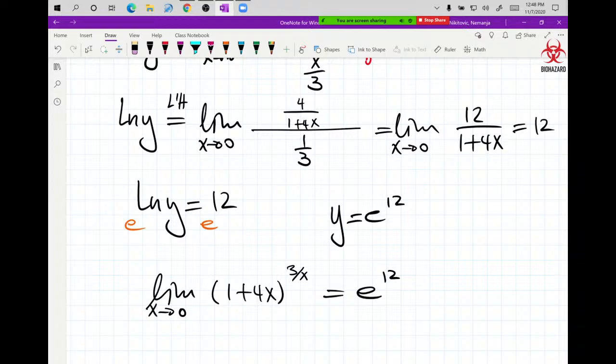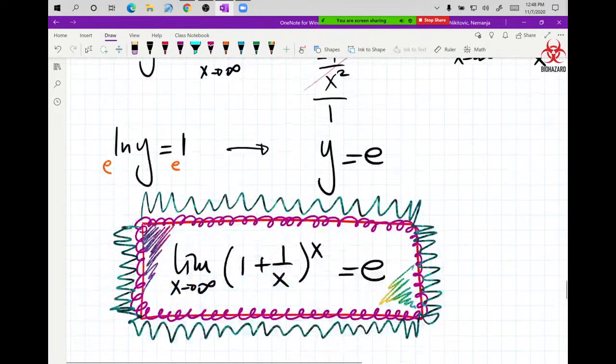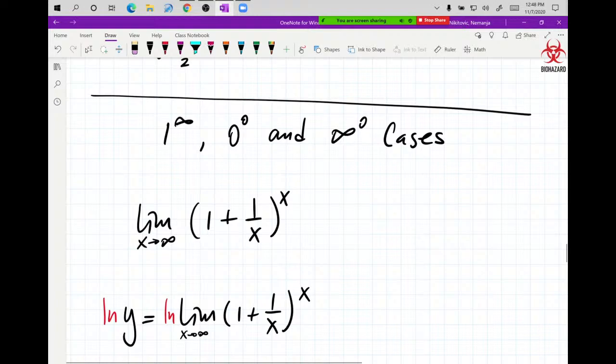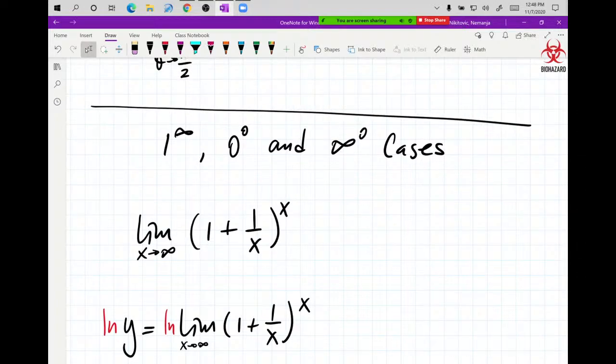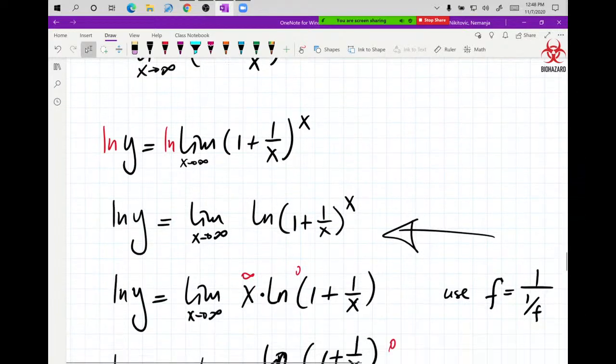So we use that logarithmic approach, just like we used for logarithmic differentiation. We use it here to deal with all of these exponential kinds, right? The cases that are these ones, 1 to infinity, 0 to 0, and infinity to 0. Good.